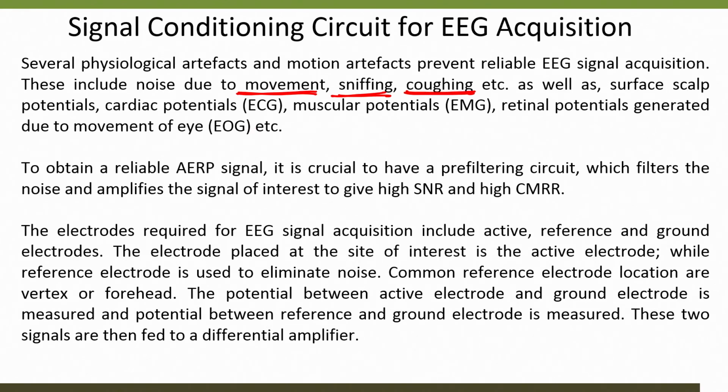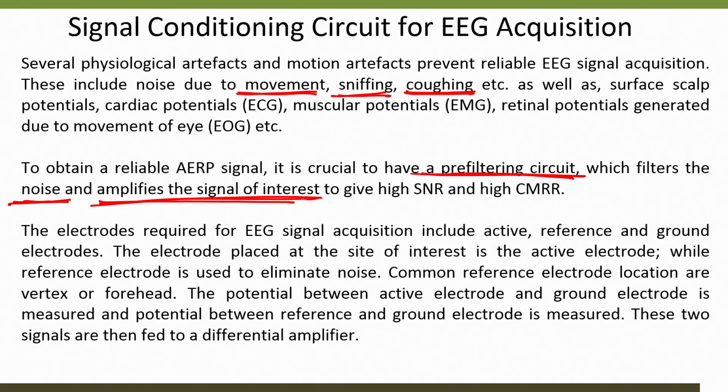To obtain a reliable AERP, right, auditory evoked related potential signal, it is crucial to have a pre-filtering circuit which filters the noise and amplifies the signal of interest to give a high signal to noise ratio and high common mode rejection ratio, right. So, this is very important that we need to have a pre-filtering circuit which filters out the noise and which amplifies the signals of our interest.